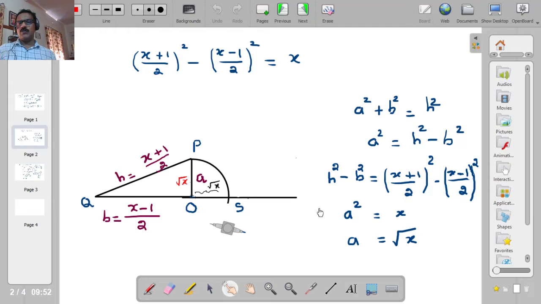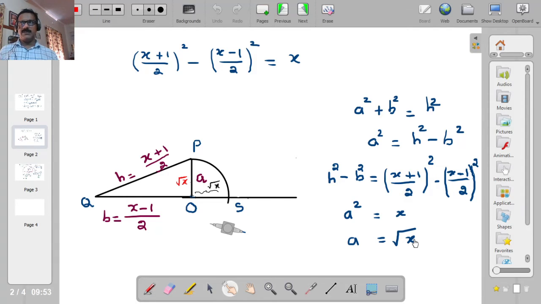Now see, the square of the altitude is x. OP is the altitude of this right angle triangle, and its square is x. Then what will be the length of altitude? The length of altitude will be square root of x. So if we can construct a right angle triangle with hypotenuse length (x plus 1)/2 and base length (x minus 1)/2, then its altitude will be square root of x. This is the strategy that we are going to use.